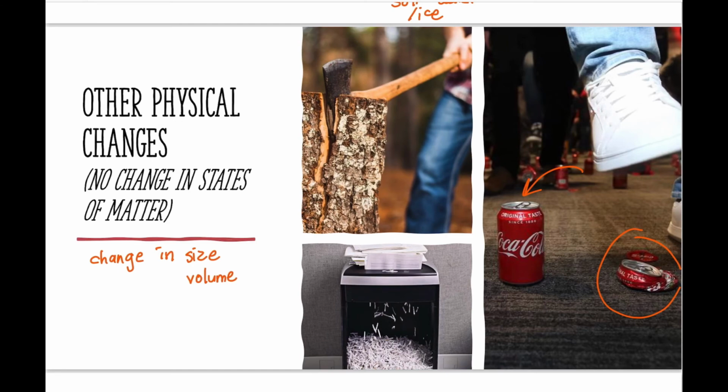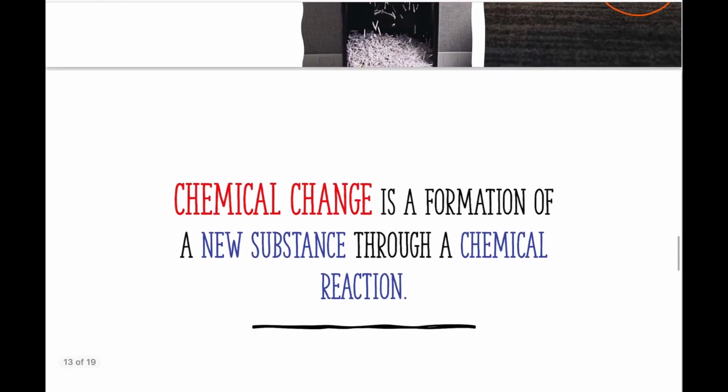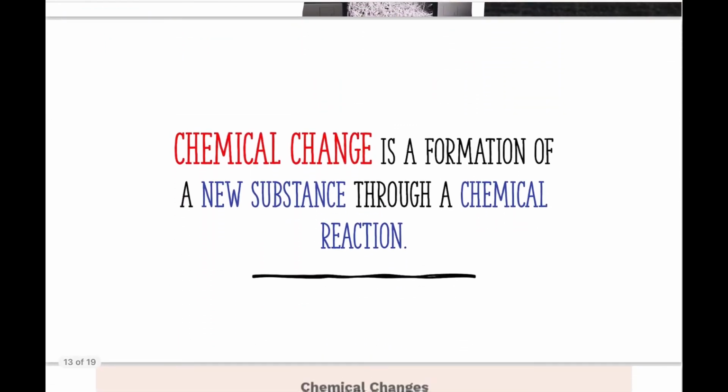Let's move on to chemical change. Chemical change is the formation of a new substance through a chemical reaction. It is irreversible and involves a chemical reaction which produces new substances or substance.